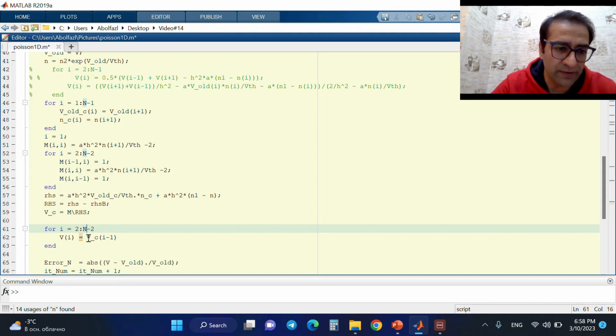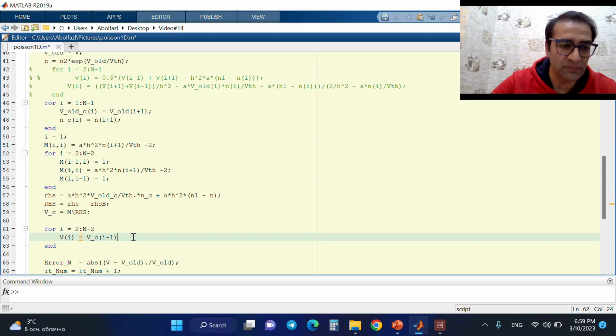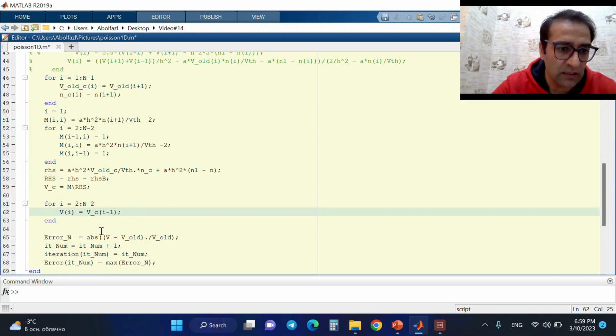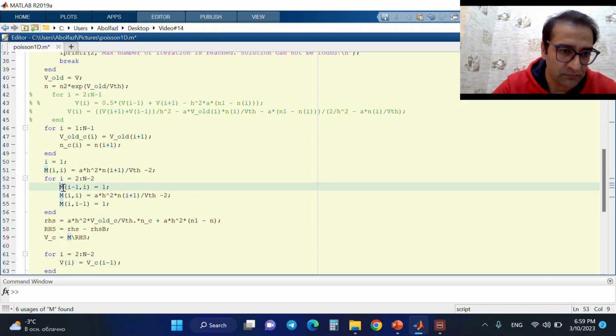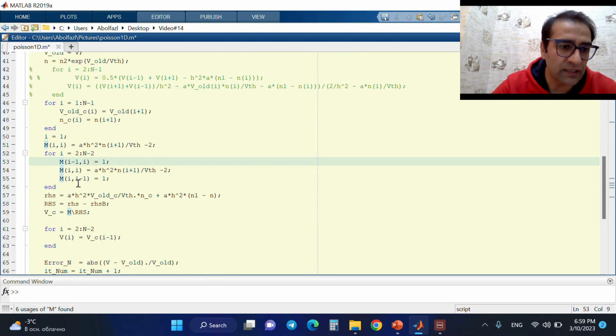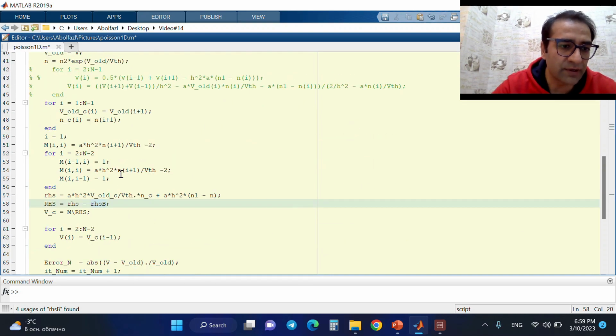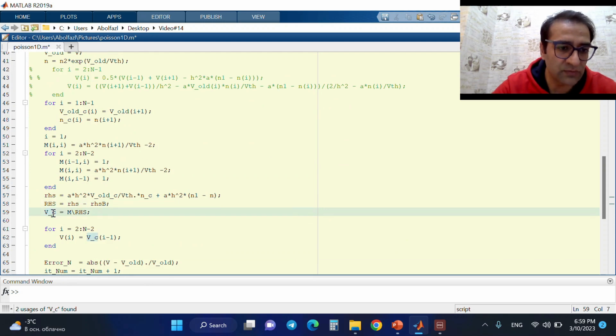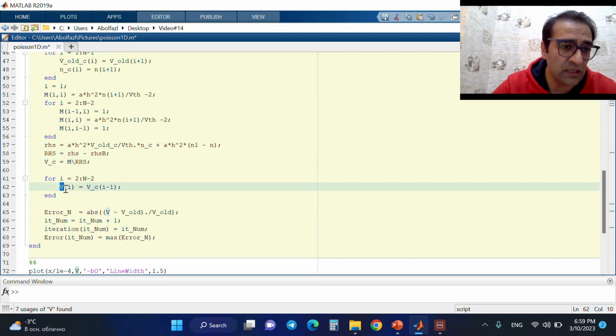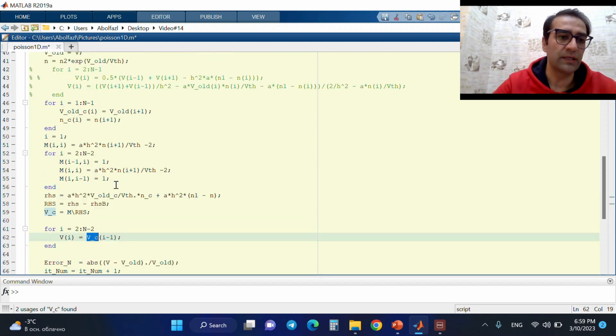When I is 2, it gives V1 to V2. And when I is n minus 2, here is n minus 2 minus 1, it will be n minus 1. We give V n minus 1 to n minus 2. And semicolon here. I think now everything is okay. We have defined matrix M, right? We defined right hand side B here. We calculated VC, that is inverse of matrix M multiplied by the right hand side. And we updated V by having the central V, and everything is the same.